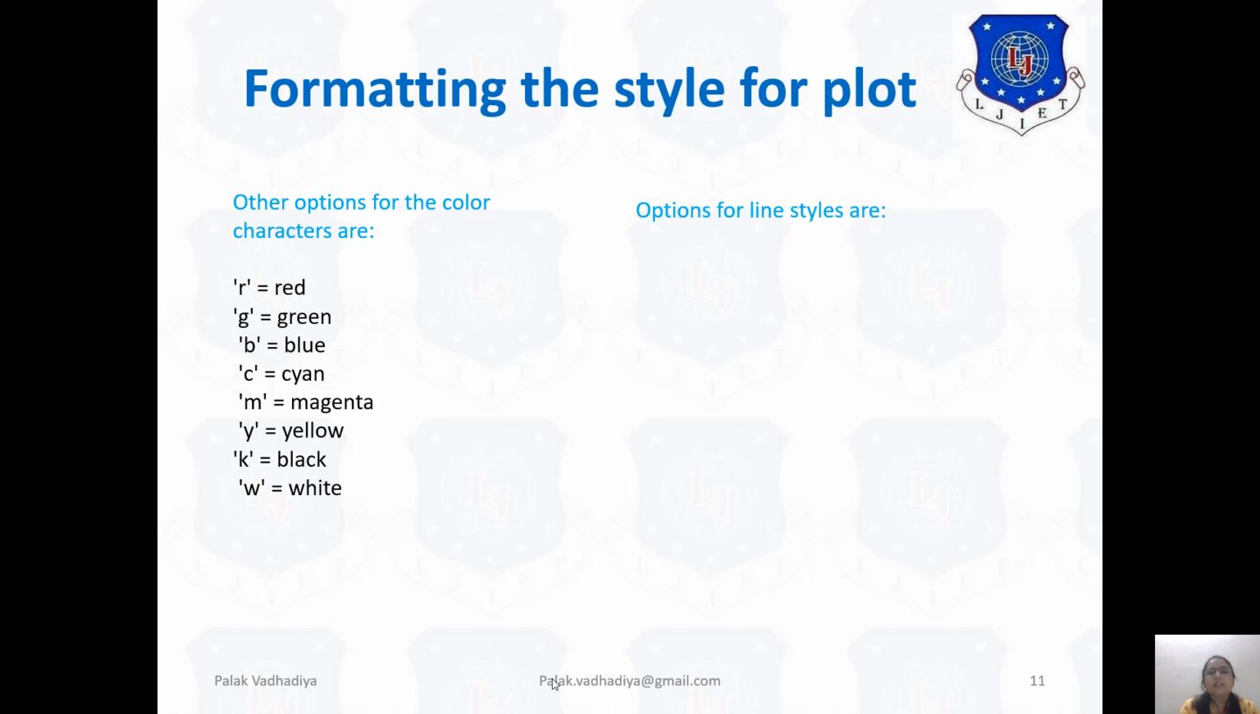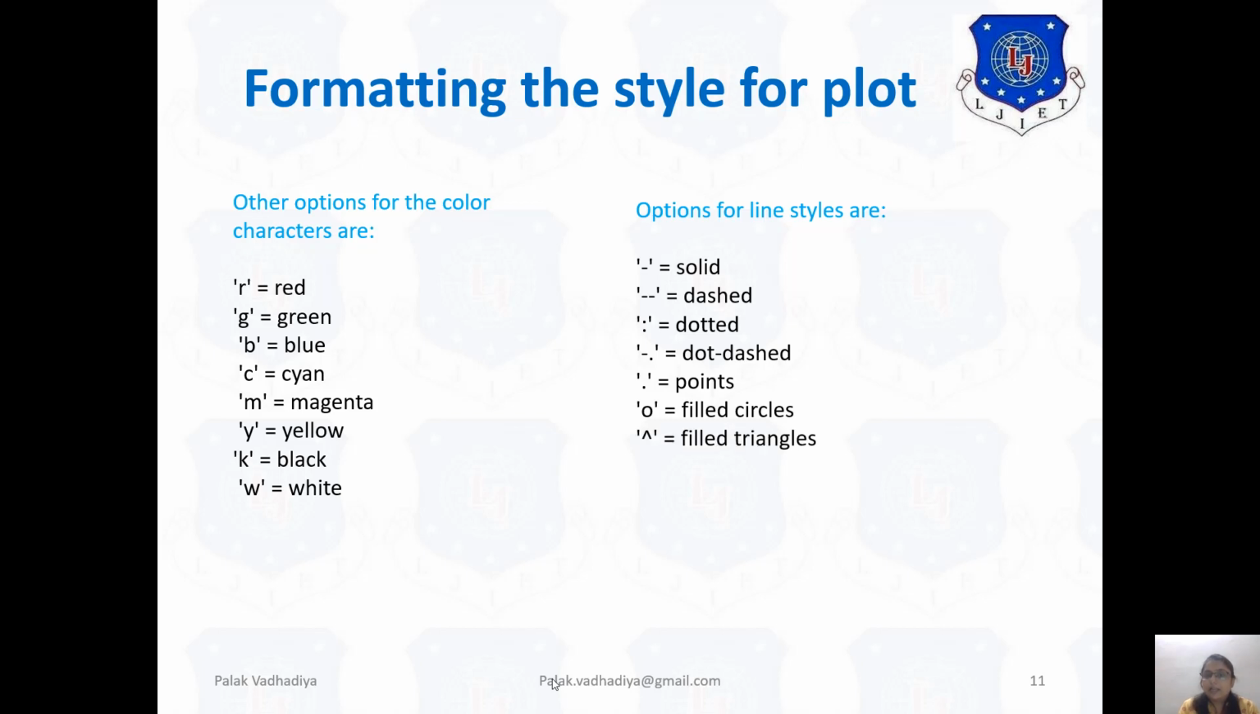Now let's see the different line styles that are available in Python. A single dash indicates the solid line. Double dash indicates the dashed line. Then this is for the dotted line. Then the dotted dash line. Points. Then filled circle. And if you want to represent your graph in the form of triangles, then you have to use this.